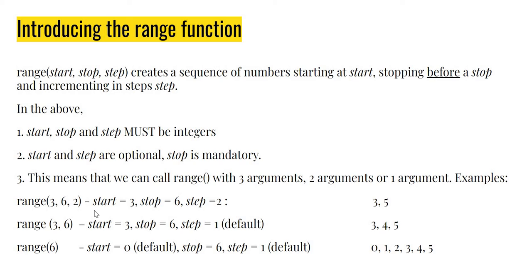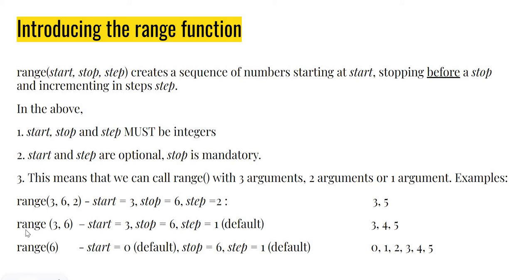Let's see some examples. Let's say I say range 3, 6, 2. Now here I'm providing start, stop, and step in this order, which means start is 3, stop is 6, and step is 2. So what that means is that I'm going to create a sequence that starts at 3, stops before 6, which means it's not going to include 6, and the step will be 2. So it will take 3, and the next number will be 3 plus 2, which is 5. It won't do 6 because it has to stop before 6, and also 5 plus 2 is 7, so that goes beyond the stop number. That's why there's no third number here.